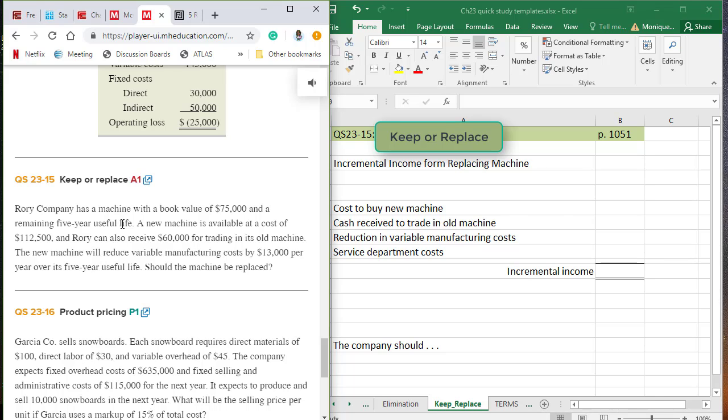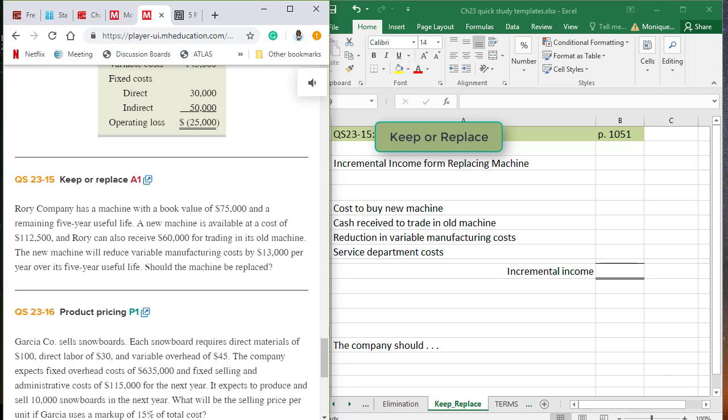So the next item you'll see is Quick Study 23-15. Rory Company has a machine with a book value of $75,000. Book value is considered sunk cost, spilt milk, and a remaining 5-year useful life. A new machine is available at a cost of $112,500, and Rory can also receive $60,000 for trading in the old machine. The new machine will reduce variable manufacturing costs by $13,000 per year. Now make sure you read this very carefully on your tests and your homework, what period of time you're talking about the savings. And it's over a 5-year useful life, should the machine be replaced.